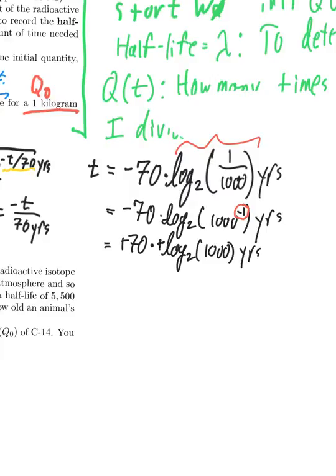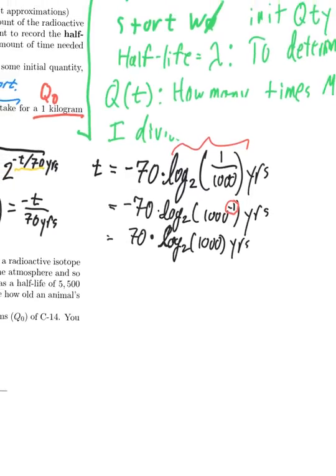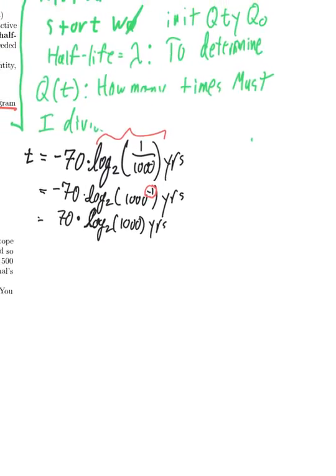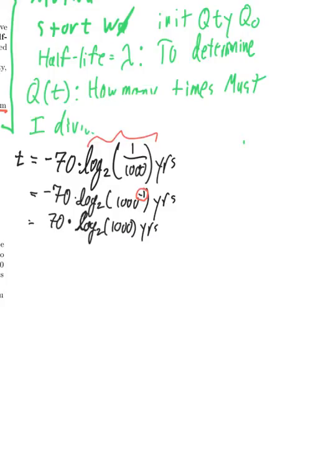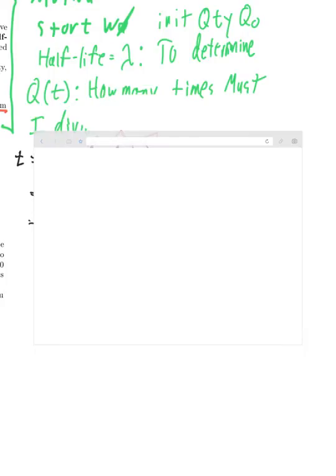Those two cancel, leaving me with 70 times the log base 2 of 1,000 years. And this is an application question, so I kind of care about how big that quantity is. And I can simplify log base 2 of 1,000 a little bit by using the fact that 1,000 has some 2's in it. But instead of doing that, let's actually just make the computation. Let's have a computer help us.